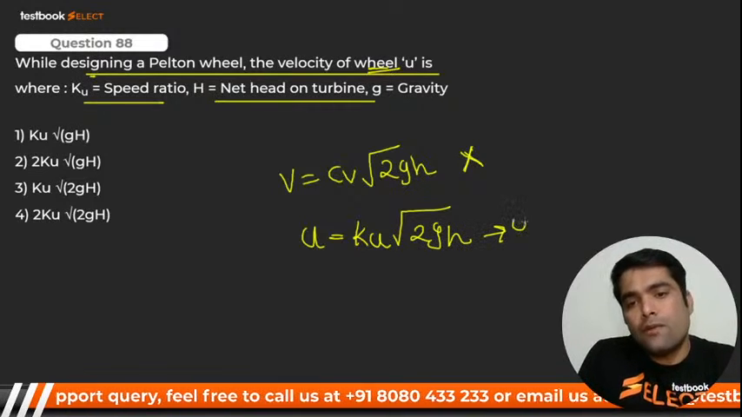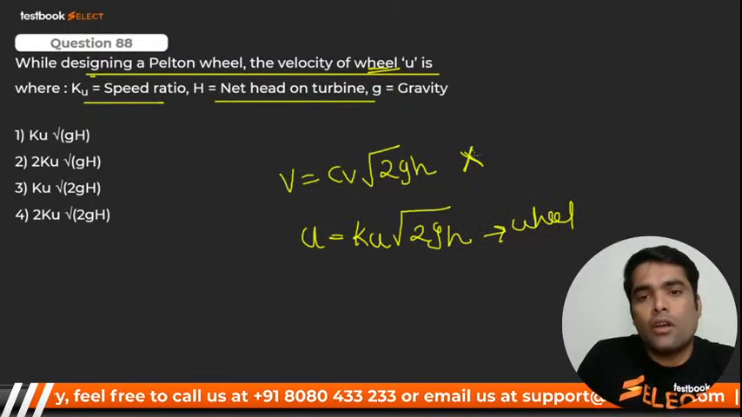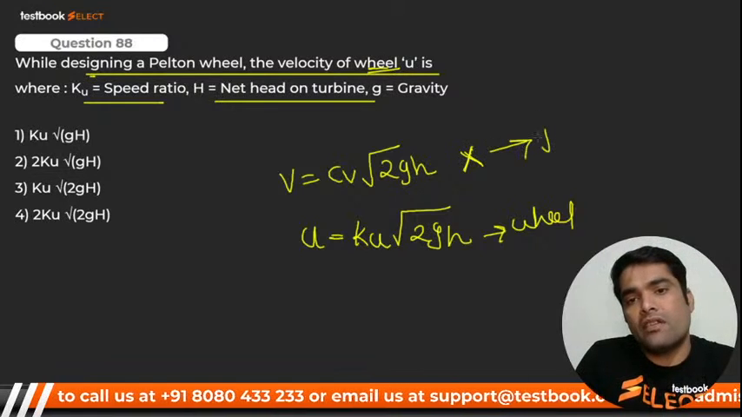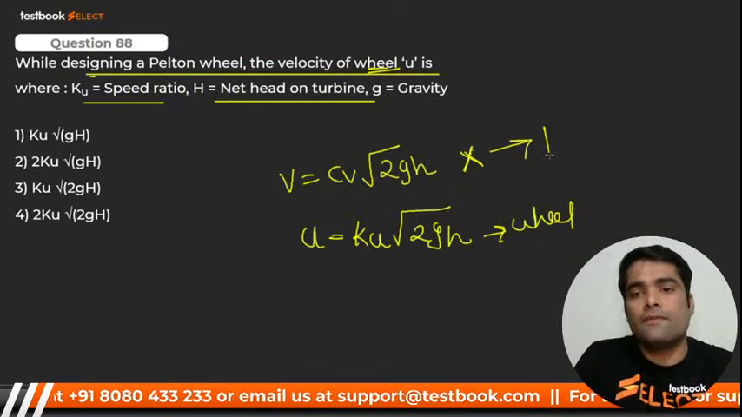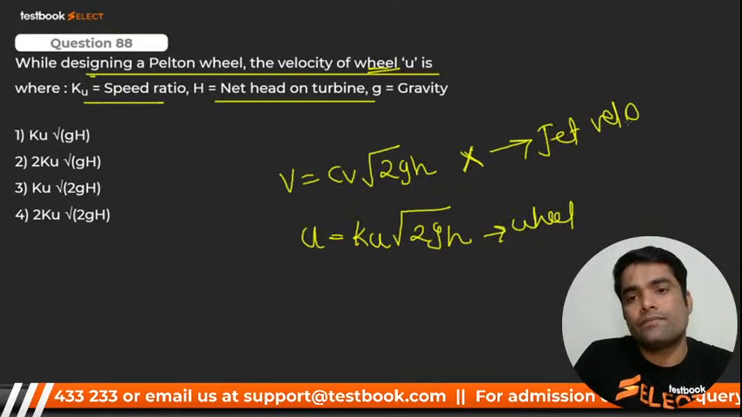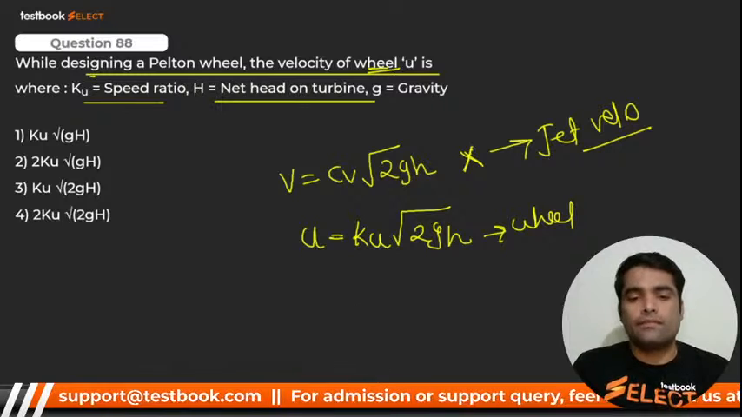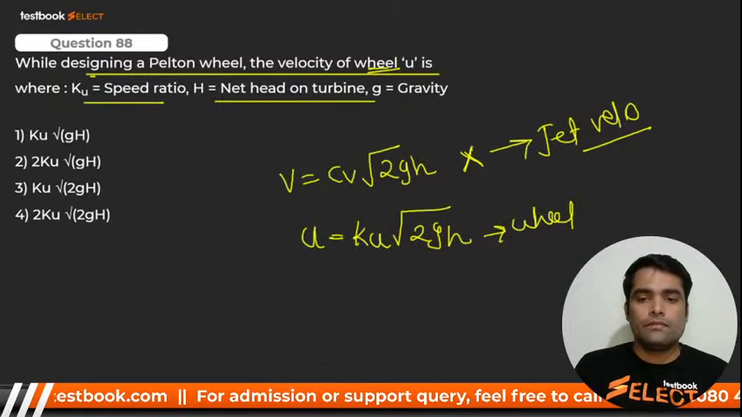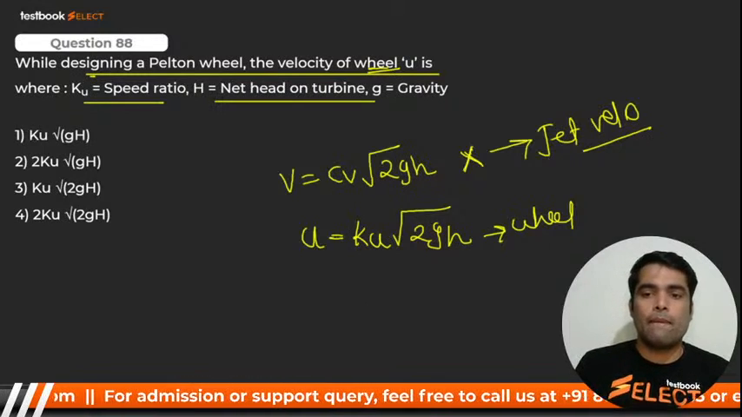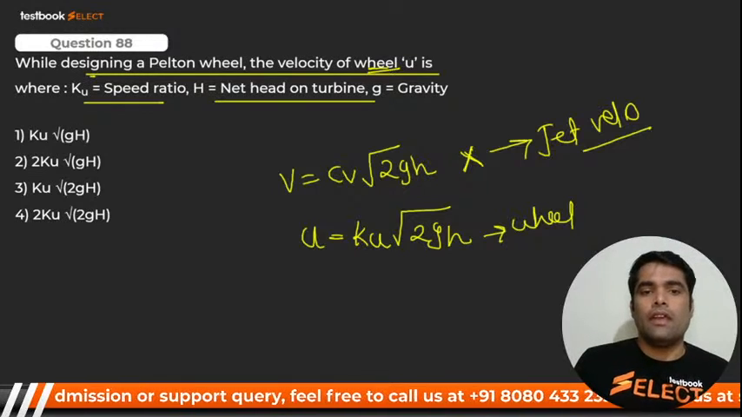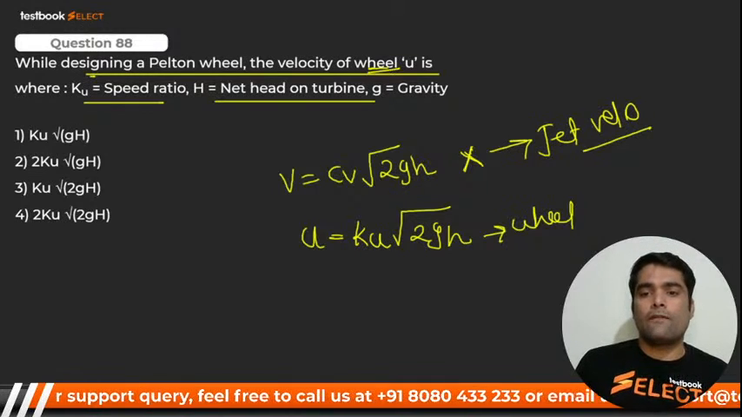Okay, it is for wheel and it is for, ये right कब होता? It is for jet. It is jet velocity. Okay, Cv, you know that. Very good. It is V, not flow rate.